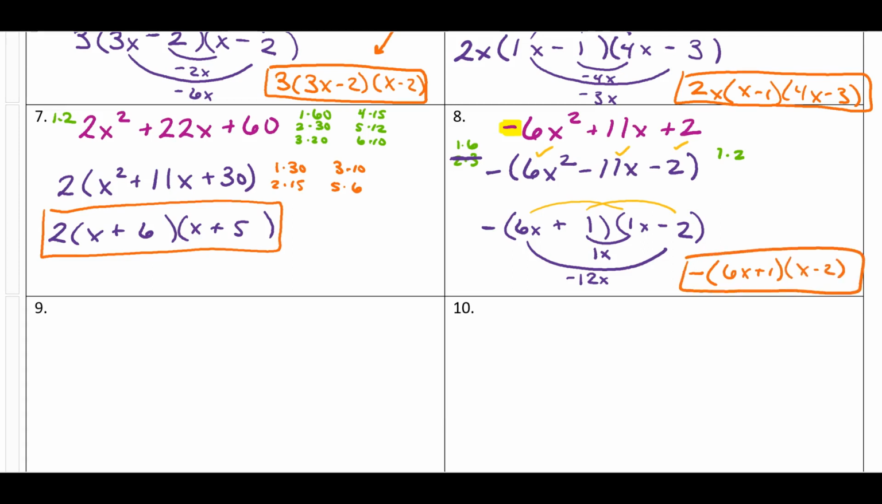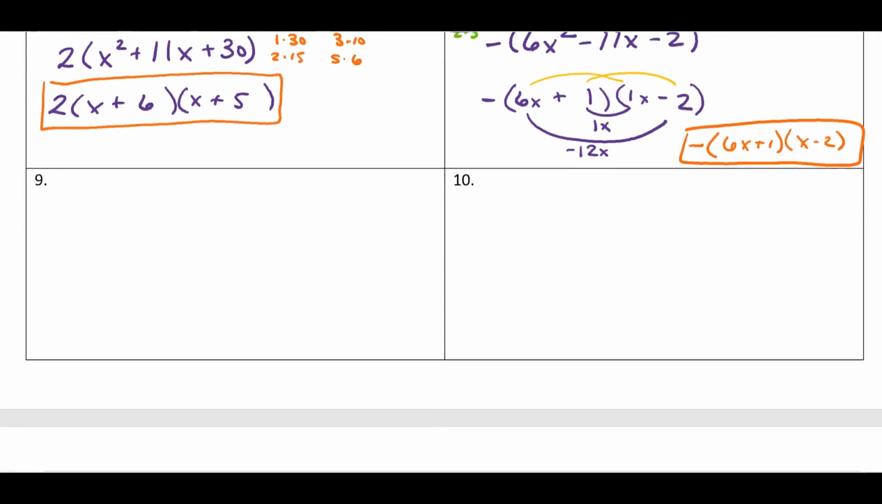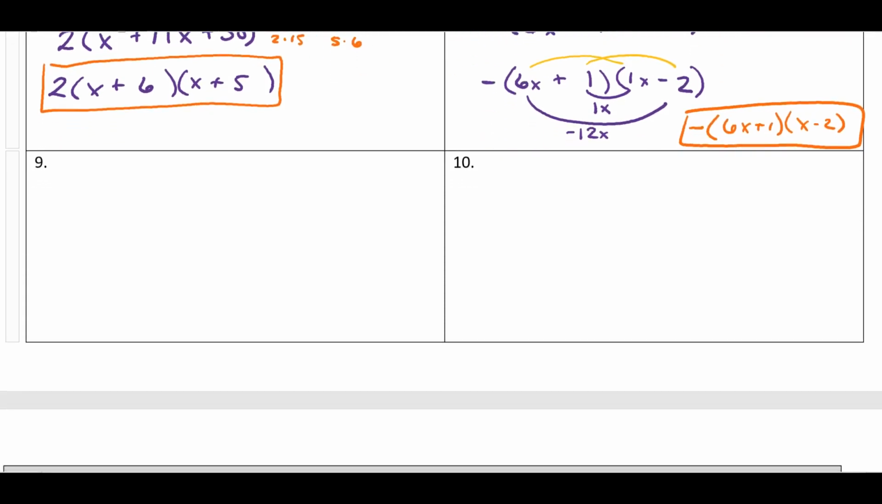Okay, so now I'm going to give you 2 polynomials to try on your own. I'm not going to give you the answer to these, so I'm going to give you the problem. You need to factor them, and then we'll go over the answers tomorrow. So number 9 is going to be 9x squared plus 38x plus 8. And number 10 is going to be 6x squared minus 19x minus 7.